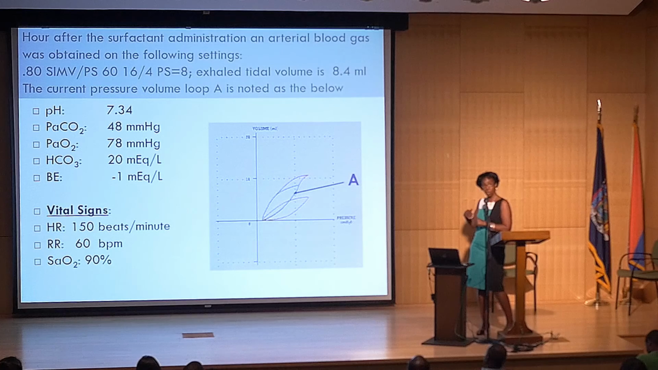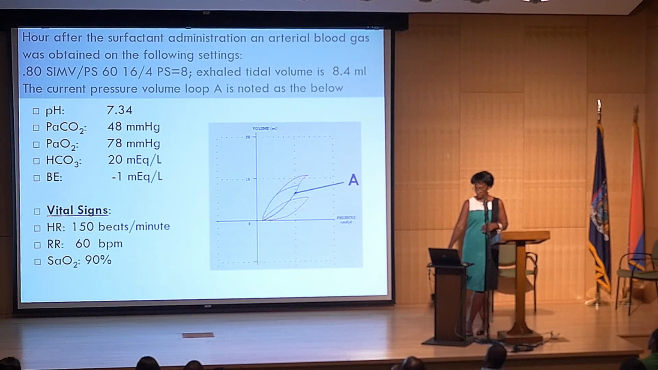So you can try lowering down your PIP on your mechanical ventilator in order to get rid of the overdistension or beaking, but sometimes you may have to go back up again. So now, this is what's going on with the baby.